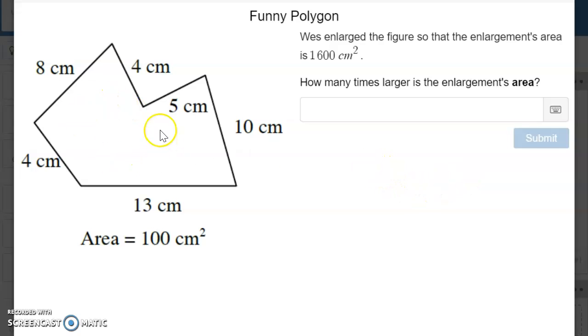Now we have some weird shaped polygon. Let's enlarge the figure so that the enlargement area is 1600 centimeters squared. How many times larger is the enlargement area?